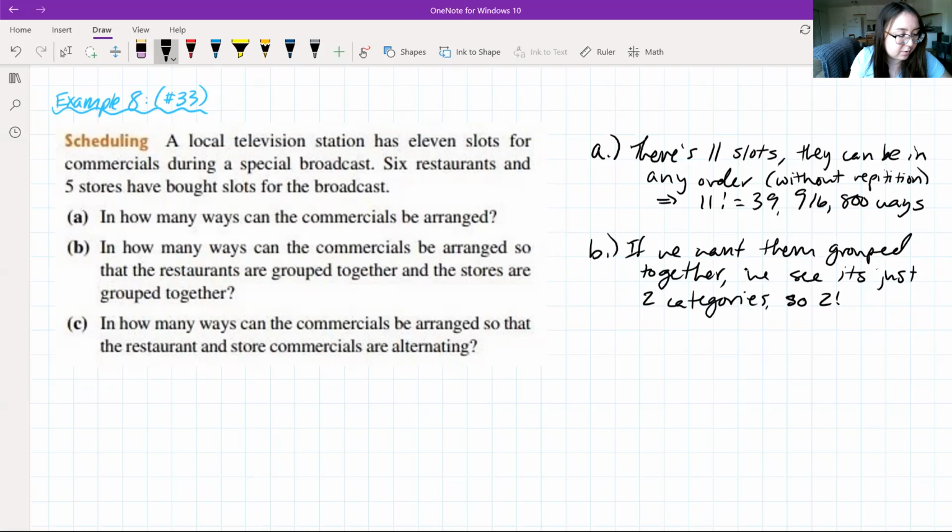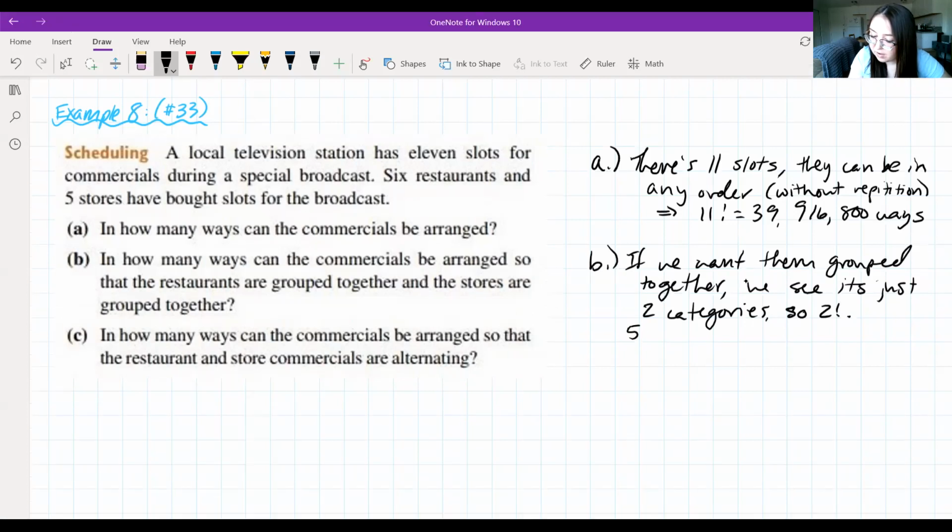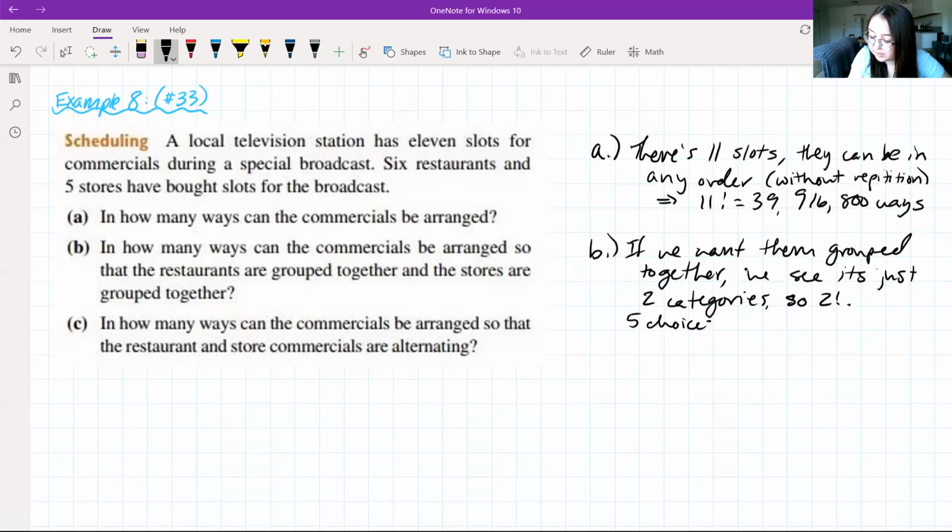So 2 factorial. Then we know 5 choices for store commercials, 6 choices for restaurant commercials.